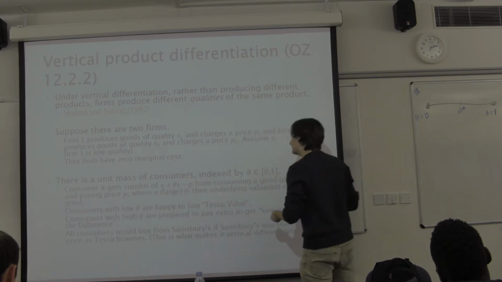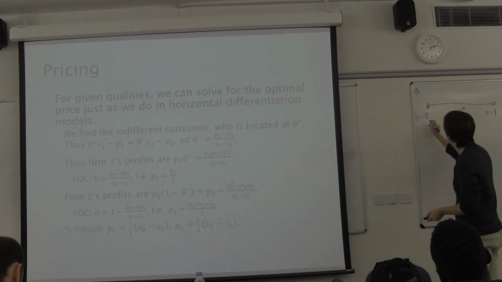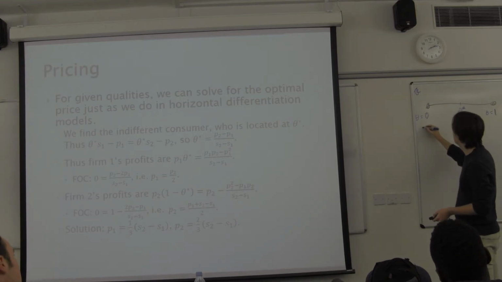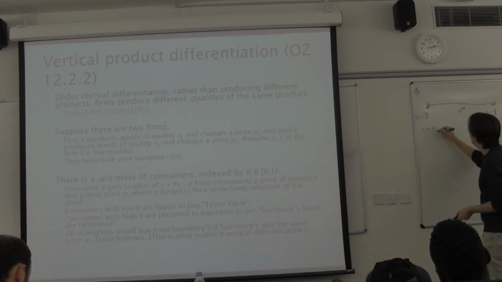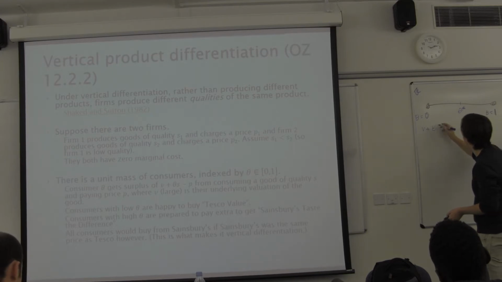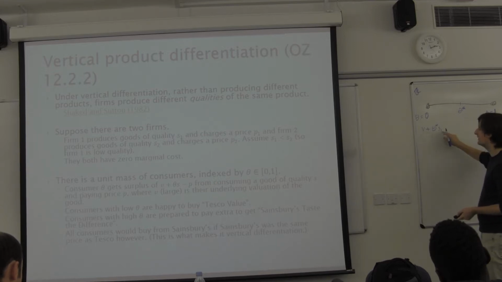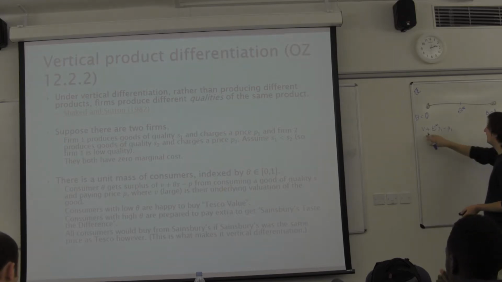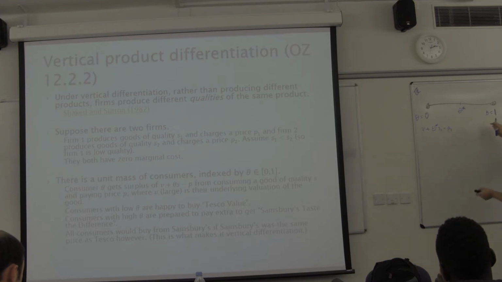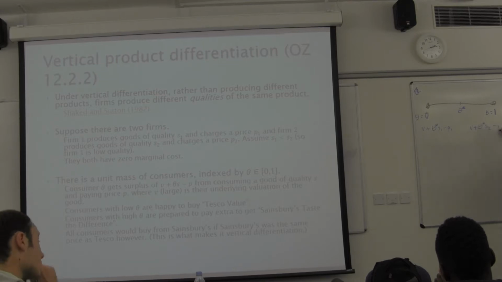Okay, so here's their surplus. If they buy from the low quality firm, they get a surplus of V plus theta star, where theta star is their location, times S1, the quality of the first firm, minus P1, the price the first firm is setting. So that's the surplus they get if they buy from the first firm. If they buy from the right-hand firm, the high quality one, they get a surplus of V plus theta star S2 minus P2.